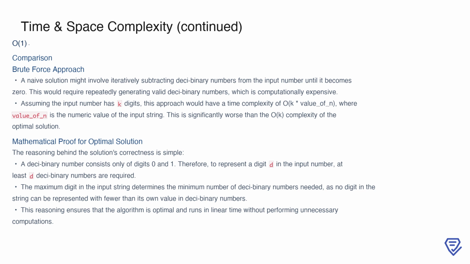The mathematical reasoning for the optimized solution is straightforward. Since a Deci-Binary number uses only the digits 0 and 1, the maximum digit in the input string dictates the minimum number of Deci-Binary numbers needed. This is because no digit can be represented with fewer Deci-Binary numbers than its own value. By directly identifying the maximum digit, the algorithm ensures we achieve the optimal result without unnecessary computations, all within linear time.